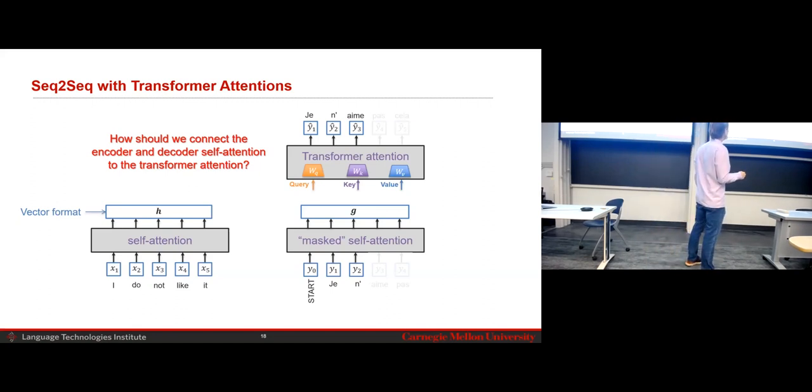Who votes that this is going to be the query? Who votes that this would be the query? Who votes that this would be the query? There's only two. Okay, who votes that both are going to be queries? Okay, maybe he knows something. I don't know. Okay, good.